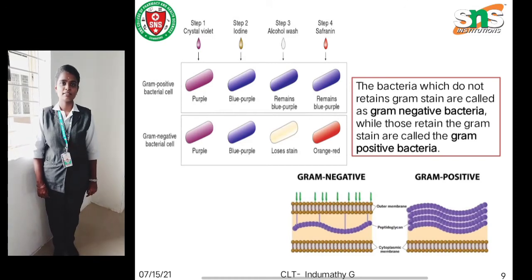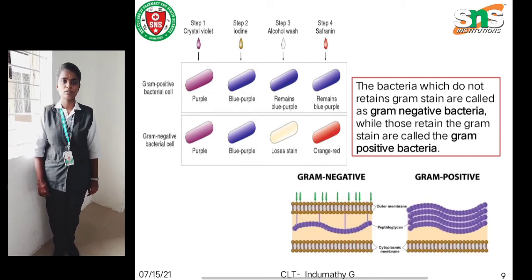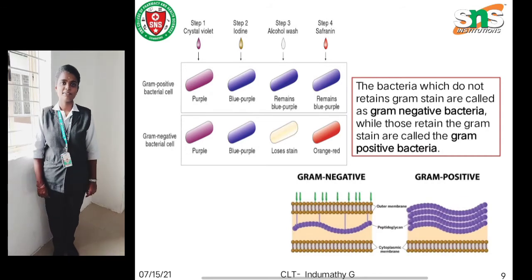The bacteria which retain the stain are called gram positive bacteria, whereas the bacteria which do not retain the gram stain are called gram negative bacteria.